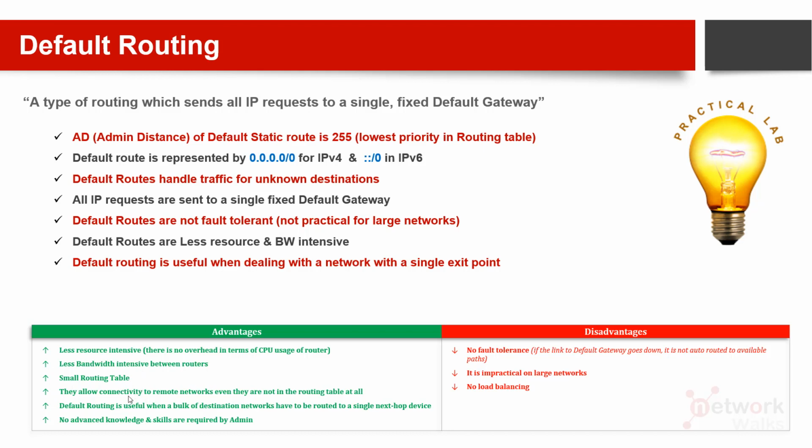It has a small routing table, of course. So let me ask you a question. How many routes will be there in our home Wi-Fi router? Can somebody tell me? Please write in the comment section. I will answer in the end. They allow connectivity to remote networks, and default routing is useful when a bulk of destination networks have to be routed to a single next hop device or a single default gateway. And no advanced knowledge is needed.